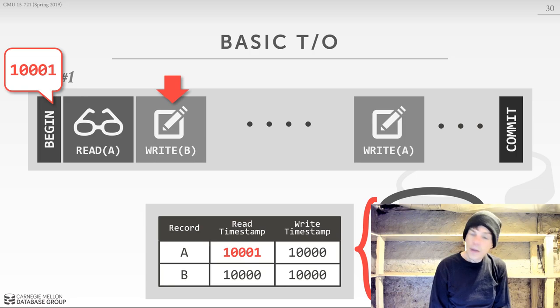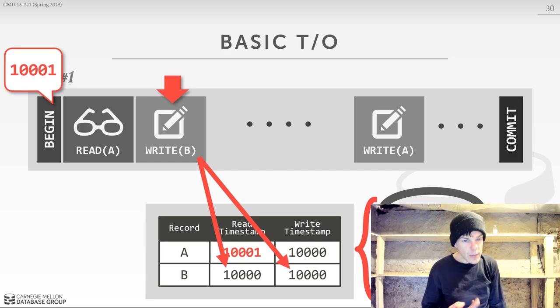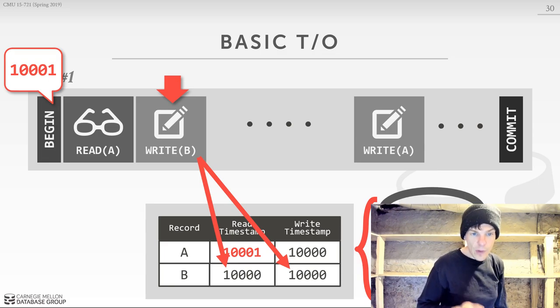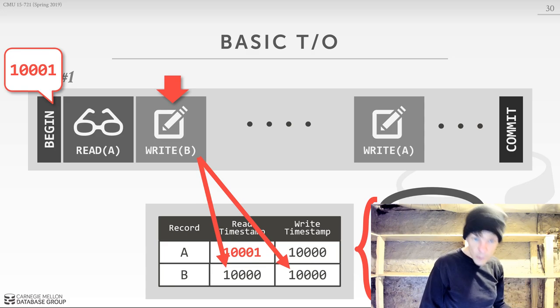Now we do a write on B, same thing. We need to check whether anybody has written to the same object we're trying to write to in the future, and therefore our write would overwrite it, and that would be a problem. And then we also make sure that nobody in the future has read this object and therefore has a timestamp higher than us but missed our read, which shouldn't happen under a serial execution order. In this case, we're fine because 10,000 is less than 10,001 for both timestamps. So we're allowed to do the write, install the update, and then we update the write timestamp with our timestamp.